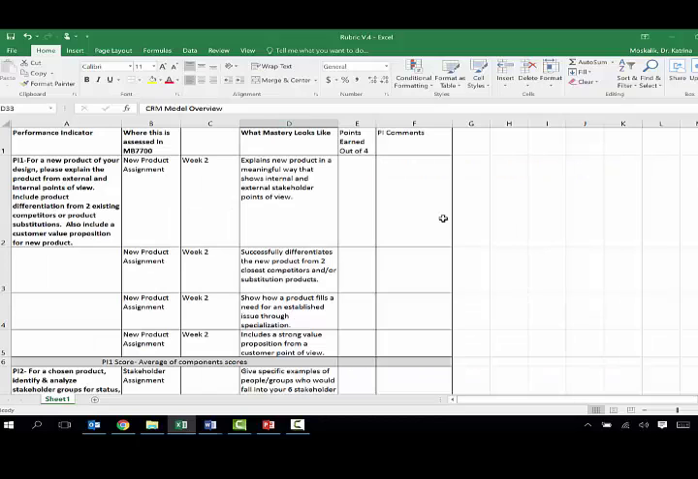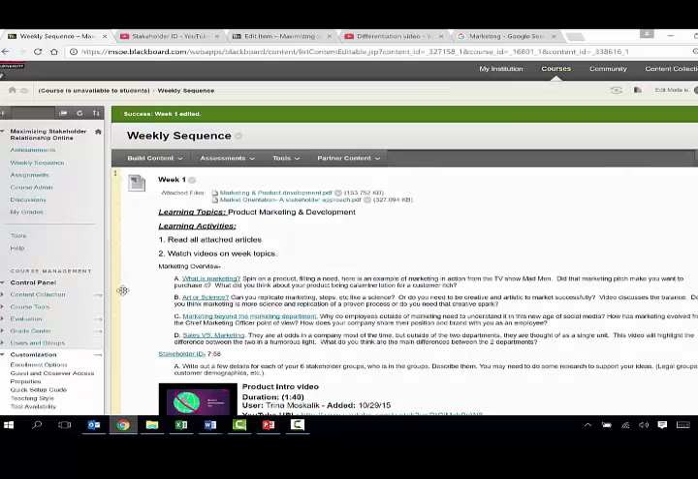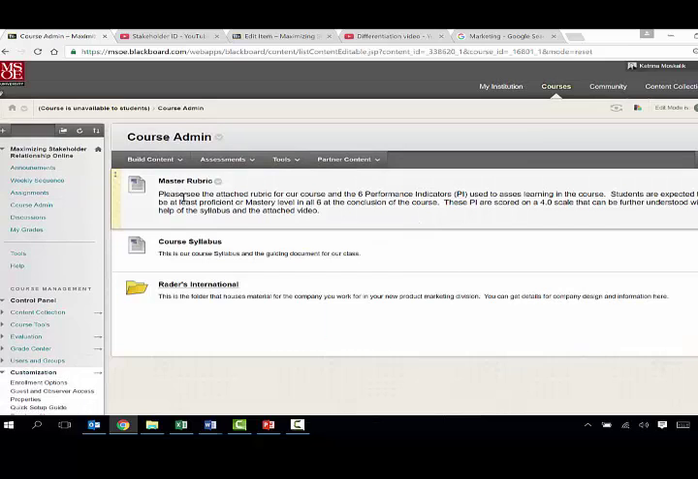So this is what you're seeing right now is performance indicator 1. It has 4 components, and all of them are assessed in the new product assignment that is due in week 2. And all of these are written in the assignment detail section in Blackboard, but they're here as well. And the master rubric is housed in course admin right here. You can see it, and it will be housed here in master rubric. It's not attached yet, but it will be attached later today. And you'll just go in there for the master rubric on each of your assignments.